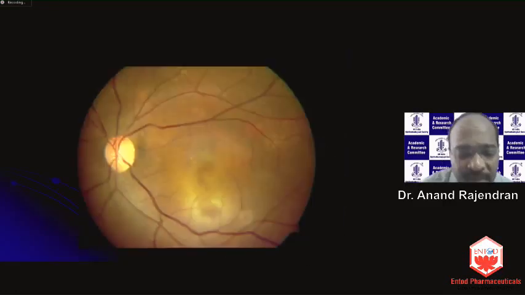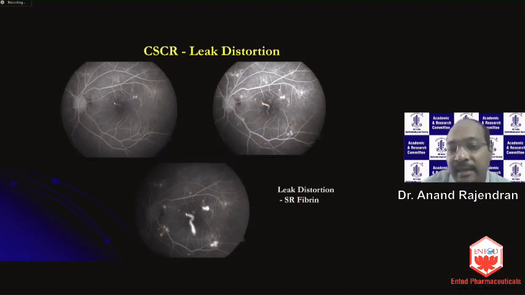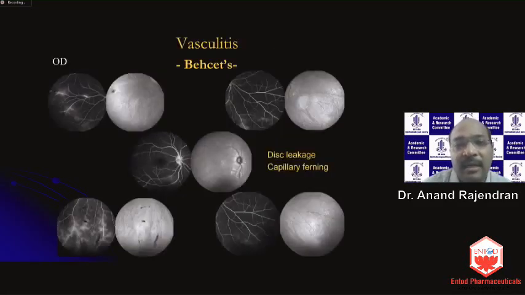Very often, and this is a very common area where people tend to misdiagnose or misrefer, CSR with subretinal fibrin. Very often people confuse this for choroiditis, but fluorescein again helps distinguish that. You see the leak there clearly, and then the subretinal fibrin tends to distort the leak into this kind of serpiginous, snake-like appearance.